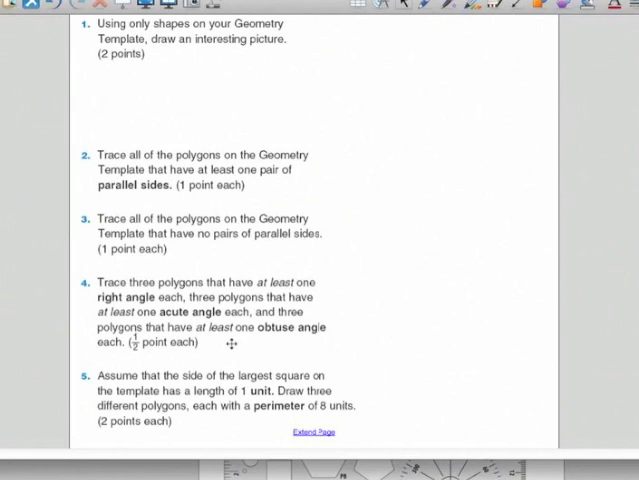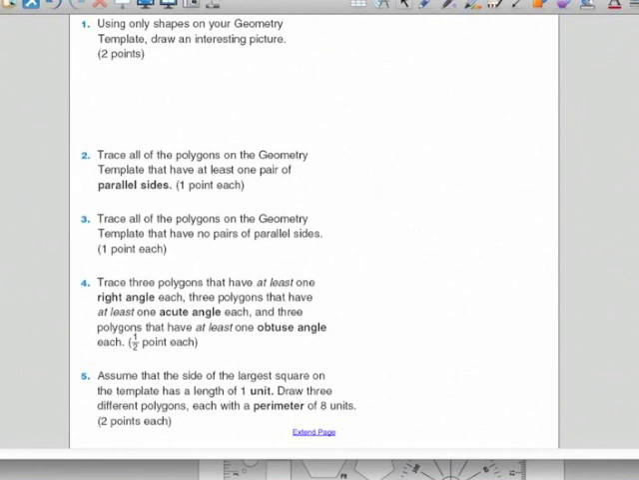Assume that the side of the largest square on the template has a length of 1 unit. Draw 3 different polygons, each with a perimeter of 8 units. That's a little bit harder. Look up perimeter either on Google or in your SRB. Figure out what perimeter is and how to find that if you're not sure.